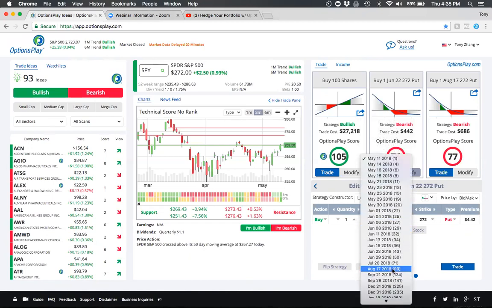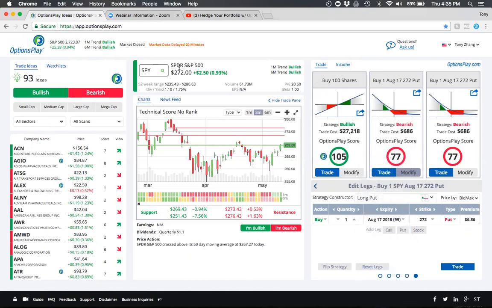So let's compare buying in August. SPY is trading at 272 right now. So let's take a look at buying an out of the money put, a 267, so $5 below the current price, and then a strike price of 277, $5 above the current price. So let's take a look at this.